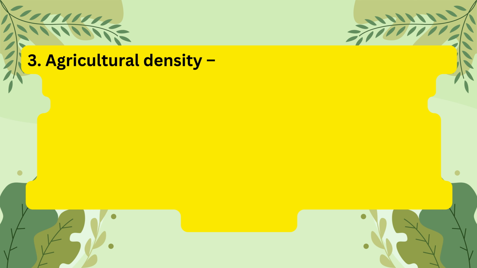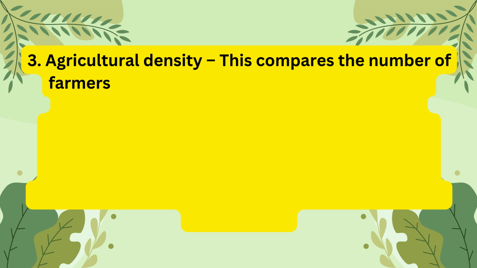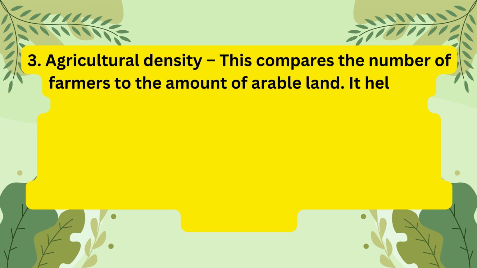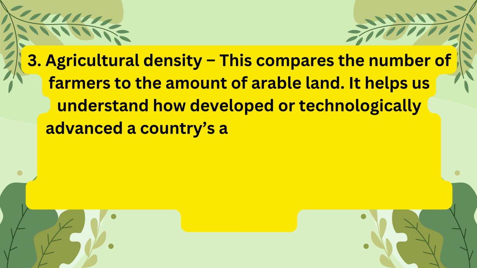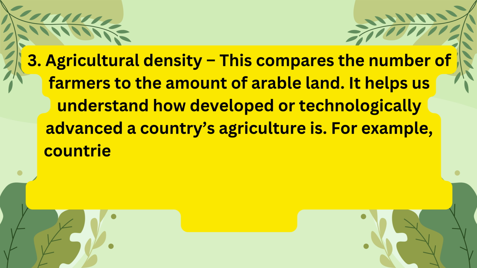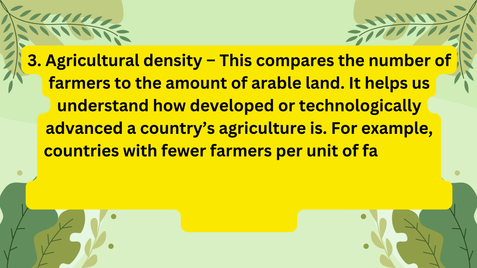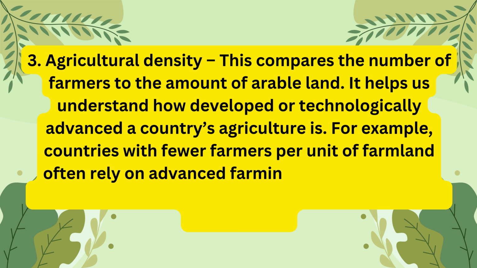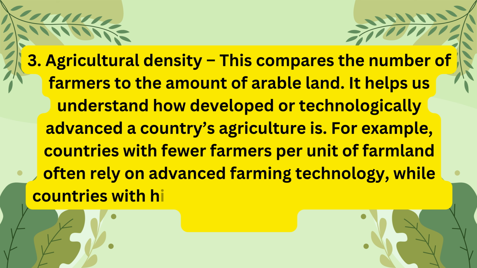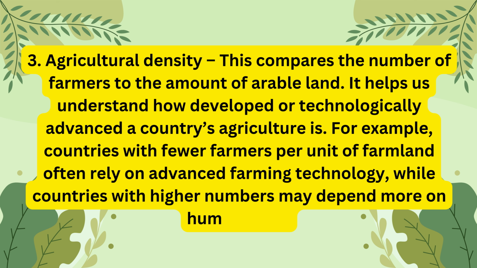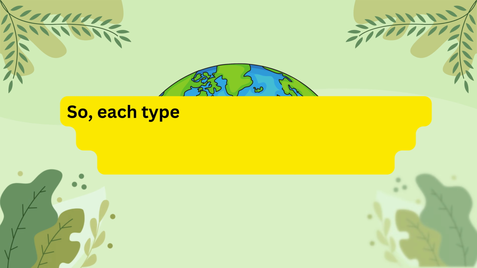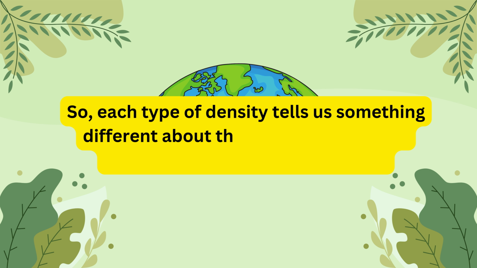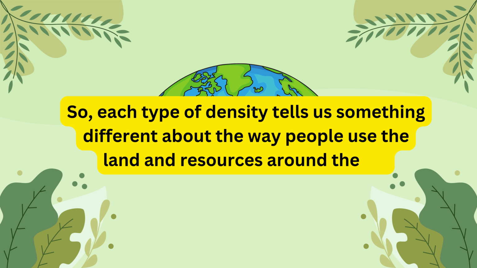3. Agricultural density. This compares the number of farmers to the amount of arable land. It helps us understand how developed or technologically advanced a country's agriculture is. For example, countries with fewer farmers per unit of farmland often rely on advanced farming technology, while countries with higher numbers may depend more on human labor. So, each type of density tells us something different about the way people use the land and resources around them.